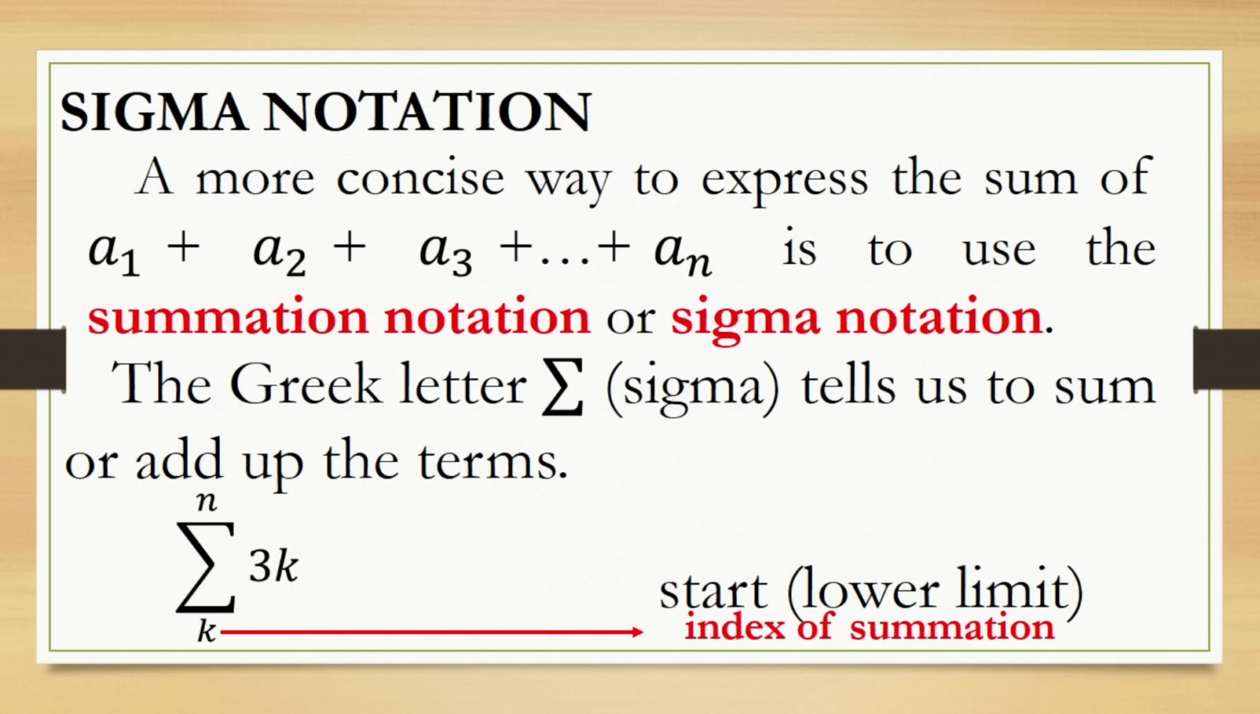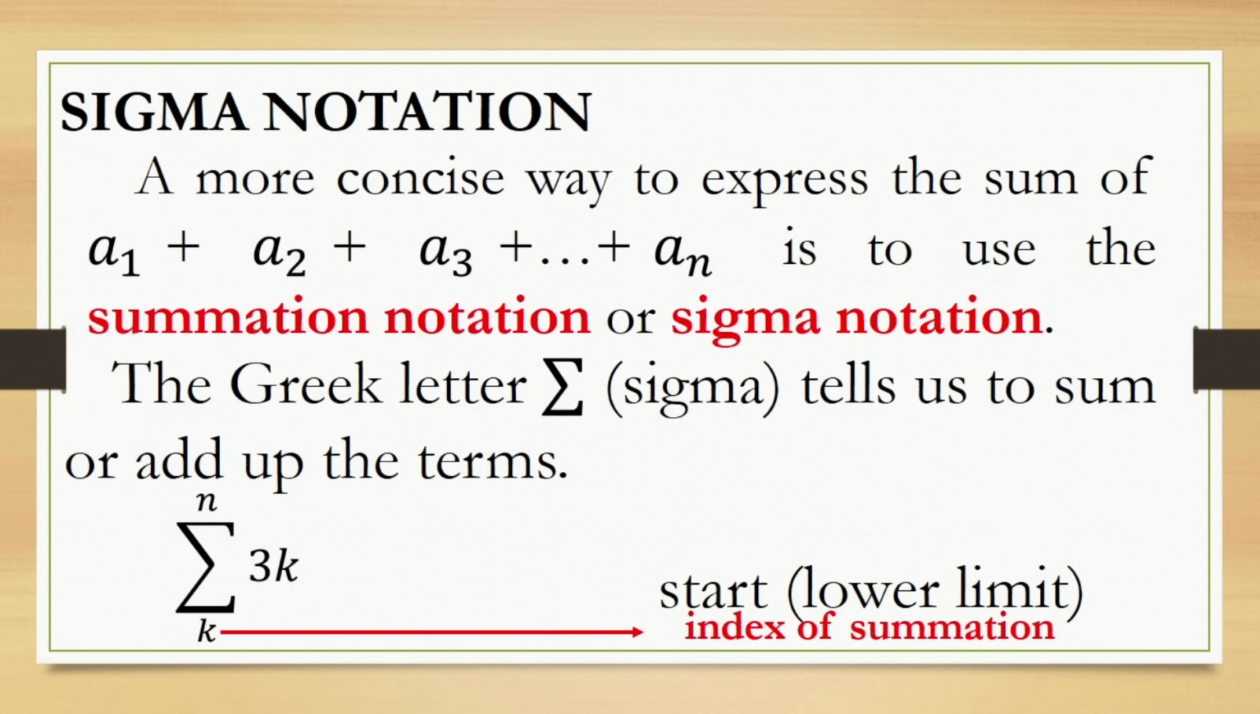So halimbawa, that is k is equal to 1. So ang una nating gagawin, 3 times 1. Okay. Kung saan tayo matatapos, yun yung n. Yung n naman, siya yung end. Diyan tayo matatapos. O yung tinatawag din nating upper limit. So halimbawa, n is equal to 4. Ibig sabihin, matatapos tayo sa 3 times 4.